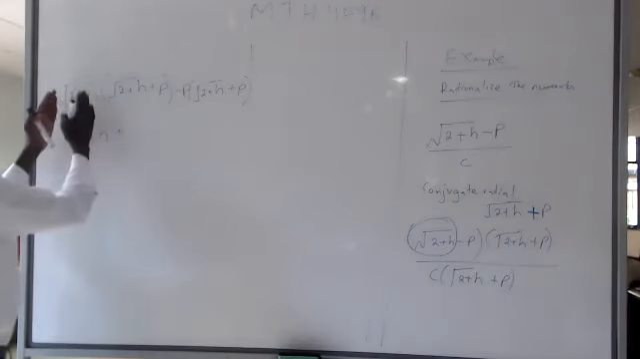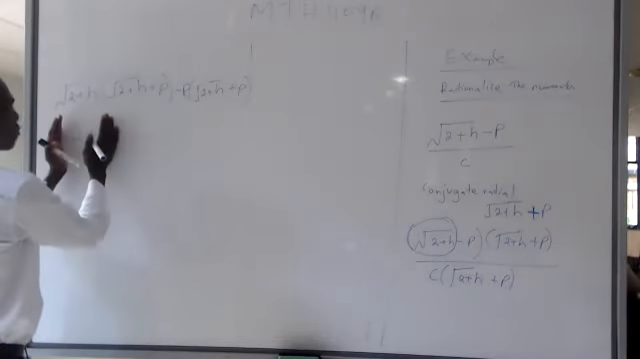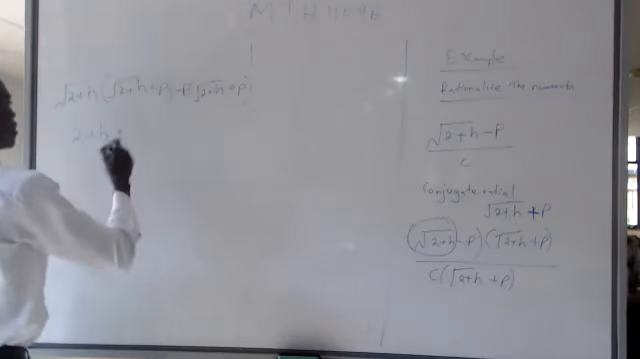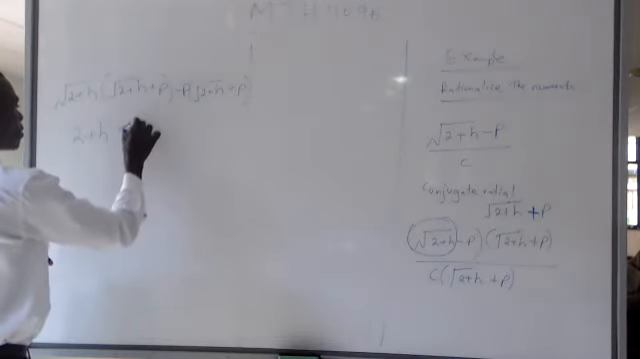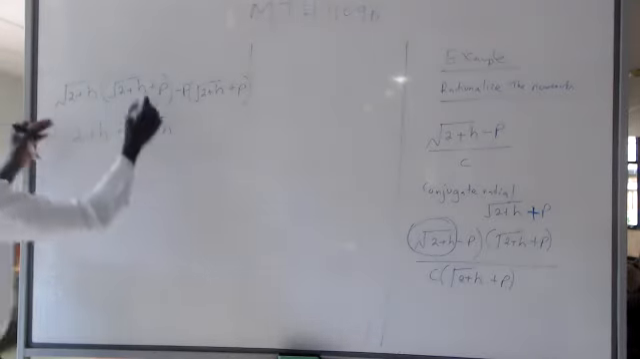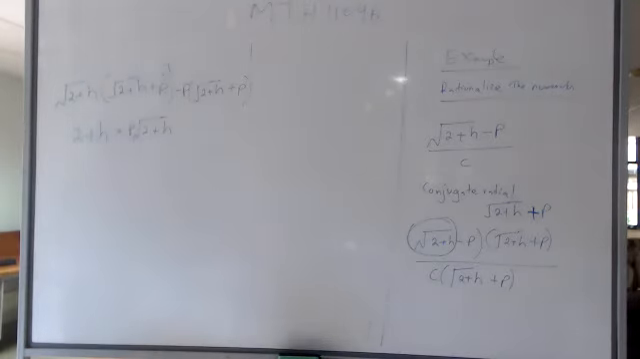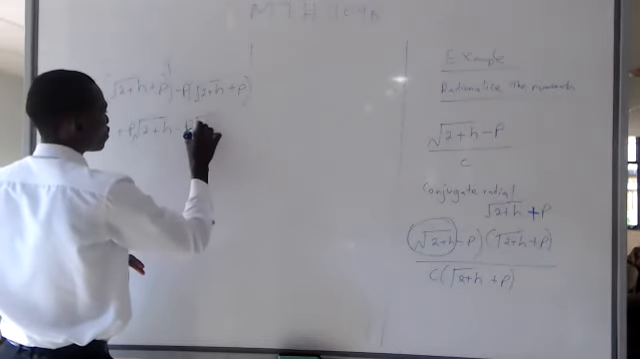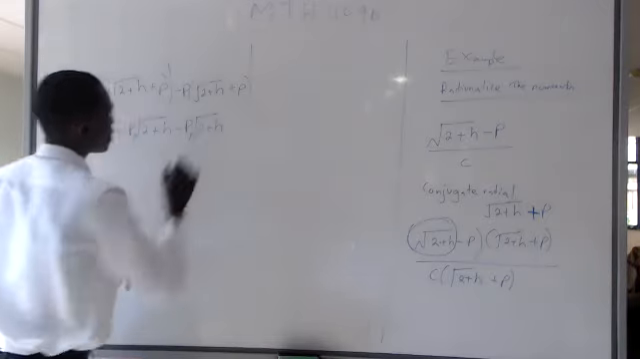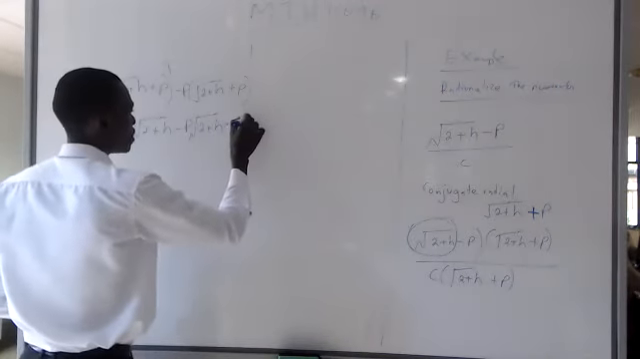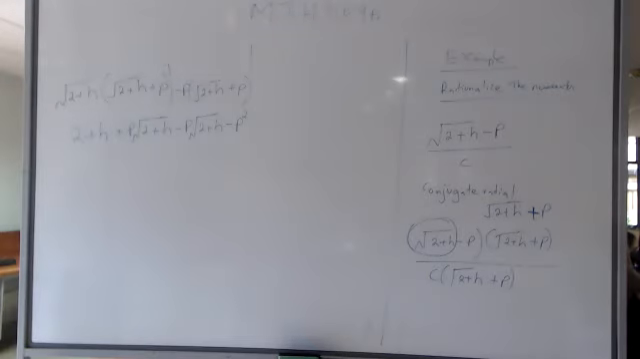So the first term, root 2 plus h times root 2 plus h, gives you 2 plus h. Then we take the square root of 2 plus h multiplied by p. That gives you p times the square root of 2 plus h. Okay, so we are done with the first part. Second part, we have minus p times the square root of 2 plus h, and then minus p times p, that is minus p squared.